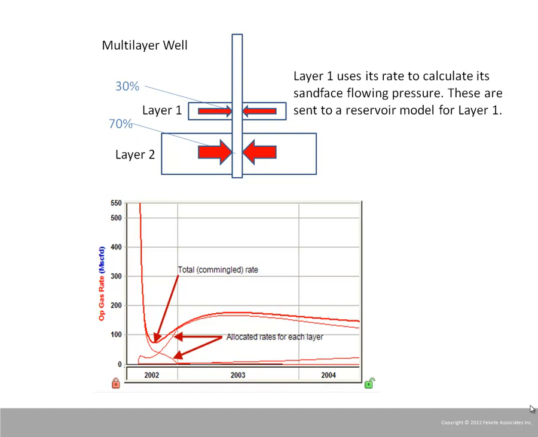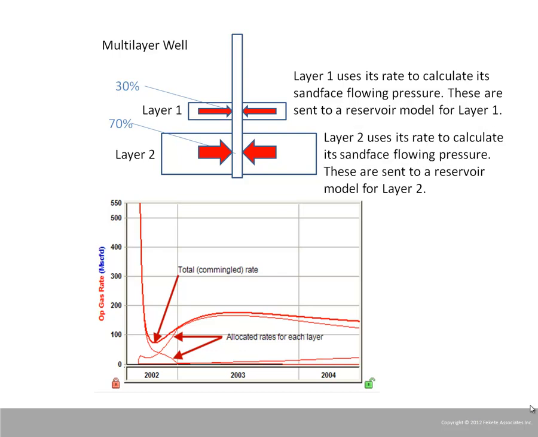Knowing that, we can take layer 1's rates and use that to calculate its flowing pressures. Those rates and pressures are then sent to a reservoir model specifically for layer 1. For layer 2, we use its rate to calculate its sand face flowing pressure. Those rates and pressures are then sent to a reservoir model specifically for layer 2.